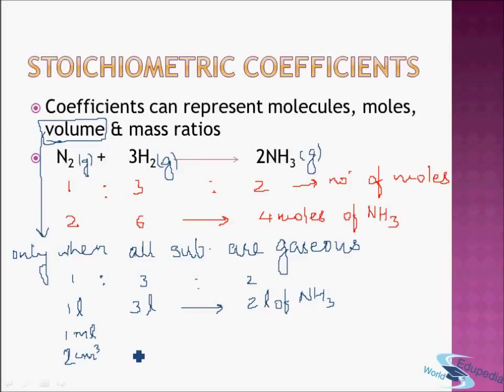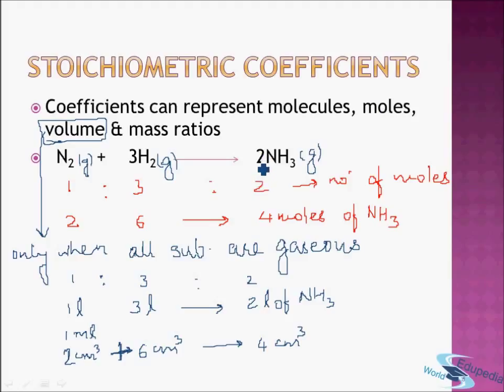But correspondingly for a complete reaction, I will also have to increase or decrease the volume of hydrogen taken. So for 2 centimeter cube of nitrogen I need to add 6 centimeter cube of hydrogen, and together they will form 4 centimeter cube of ammonia as the product. Alright, so this you have to remember, that this ratio can represent molecules, moles or volume ratio.